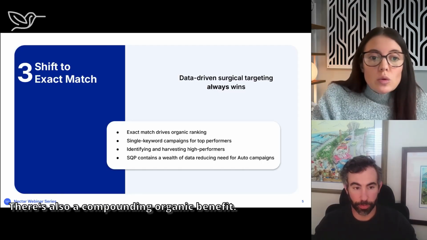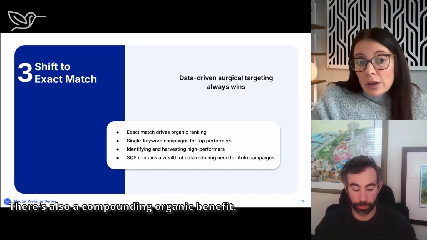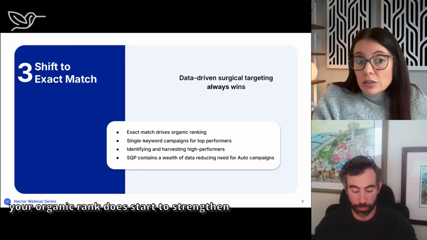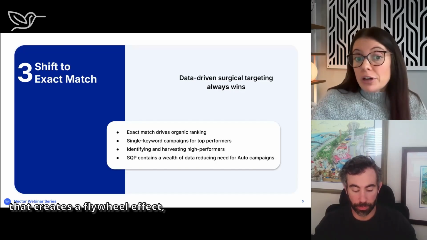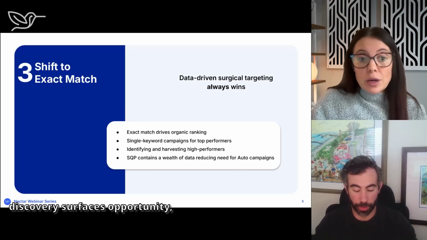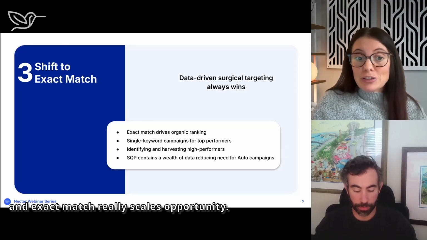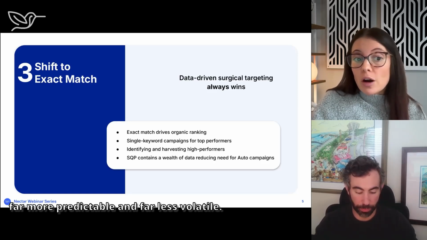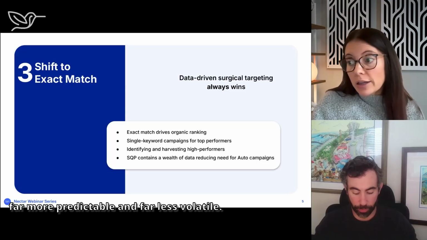There's also a compounding organic benefit when you're using exact match. When you constantly win auctions on high intent queries, your organic rank does start to strengthen. That creates a flywheel effect. Discovery surfaces opportunity, and exact match really scales opportunity. And over time, that structure makes performance far more predictable and far less volatile.